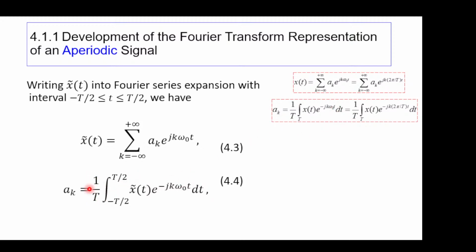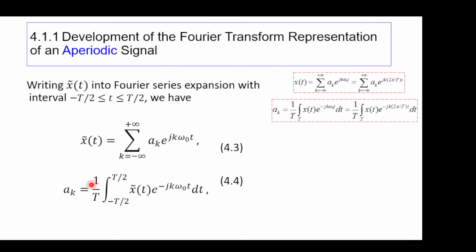So a_k is integration over one period. Let's take our period from -T/2 to T/2, and x tilde of t e^{-jkω₀t} dt. So nothing really happened here. We are writing the Fourier series formula here. But now we do something funny.